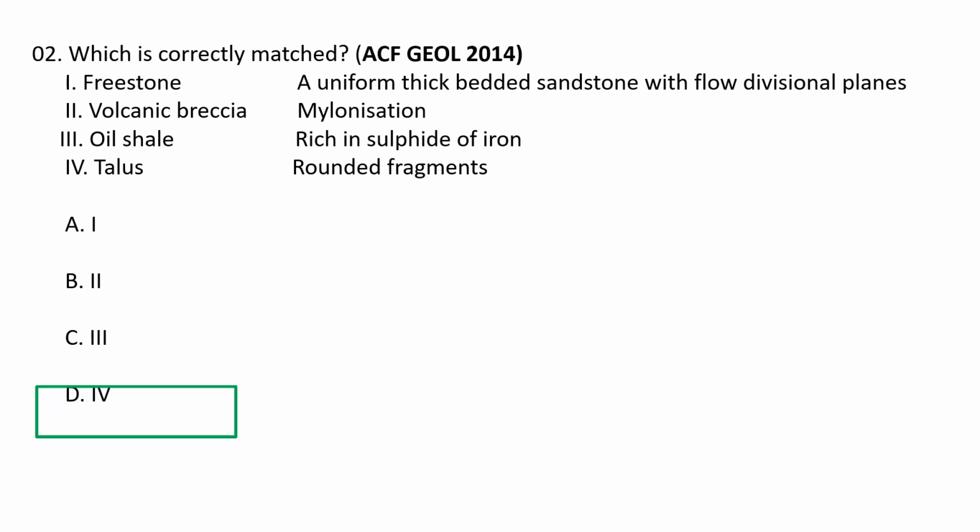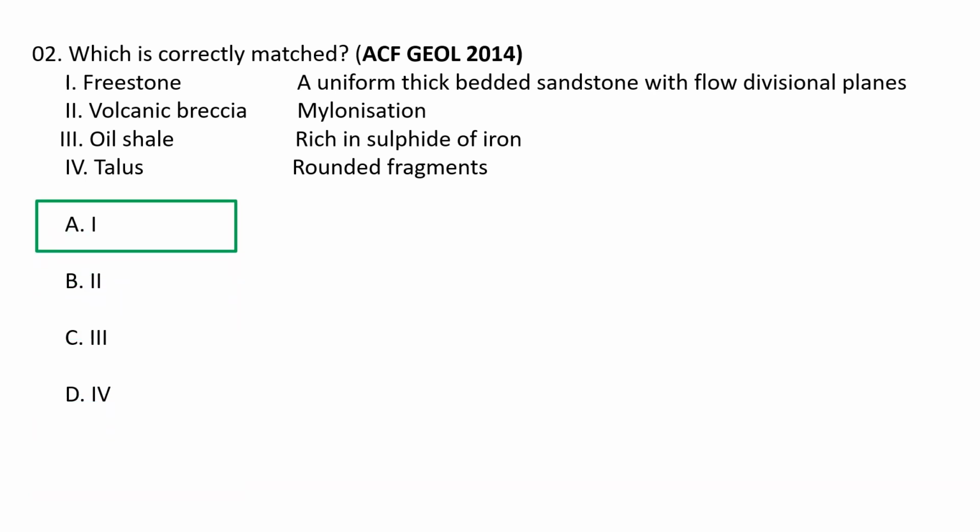Which is correctly matched? By obviously seeing this, we can say that freestone is nothing but a uniformly thick bedded sandstone with the flow divisional planes. It's correctly matched. Volcanic breccia is not related to myelinization, oil shale is not correctly matched with rich in sulfide of iron, and talus is not related to rounded fragments. So among the following, the correctly matched is freestone. Freestone is a thick bedded sandstone which is uniform and with the flow divisional planes. So A is the correct option.